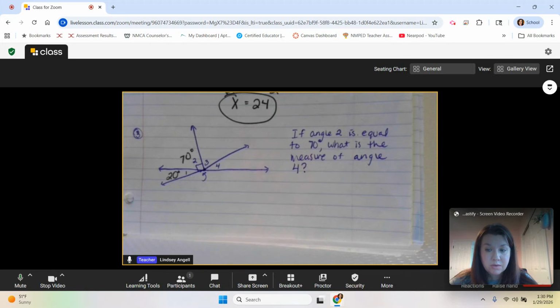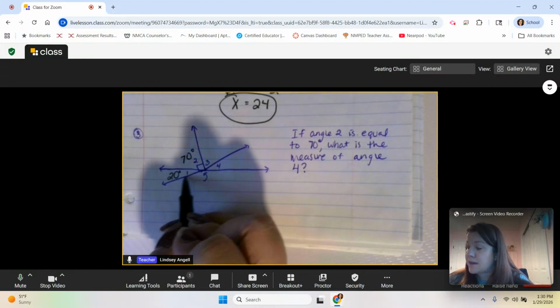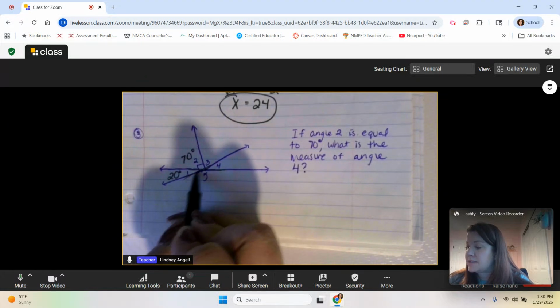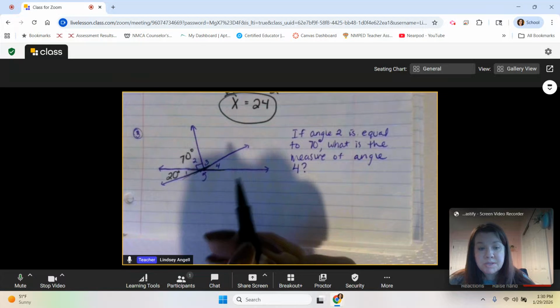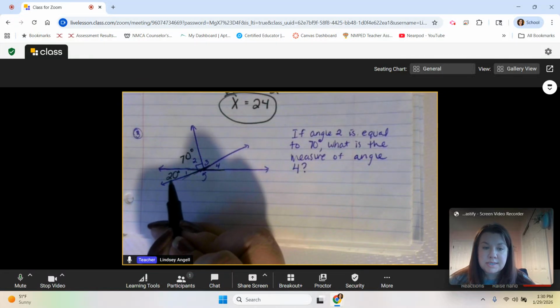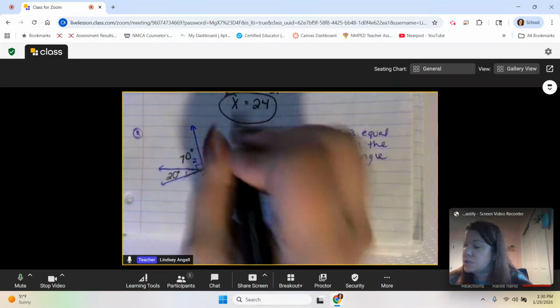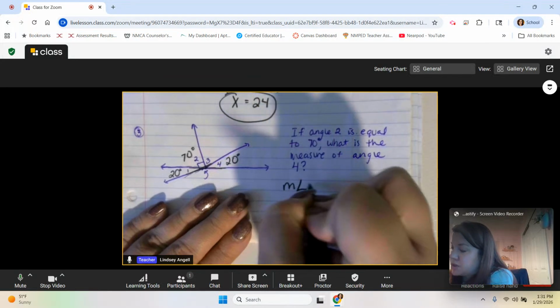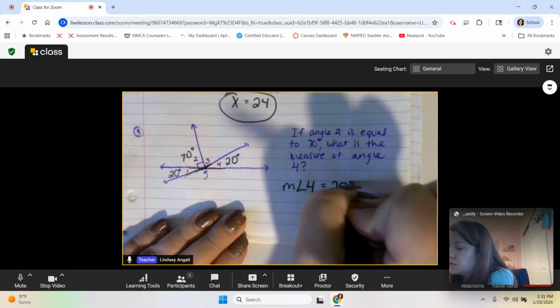But that's not what we're looking for. We're looking for the measure of angle 4. Now the nice thing about angle 4 is it's vertical to angle 1. Notice that angle 4 and angle 1 are created by these two lines intersecting, which means they're equal. So since angle 1 is equal to 20 degrees, so is angle 4. So we could write the measure of angle 4 equals 20 degrees.